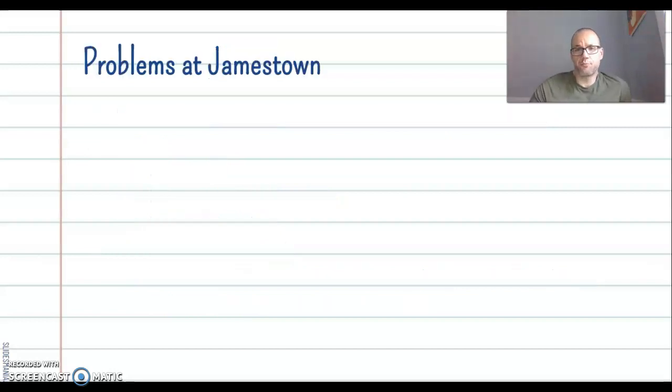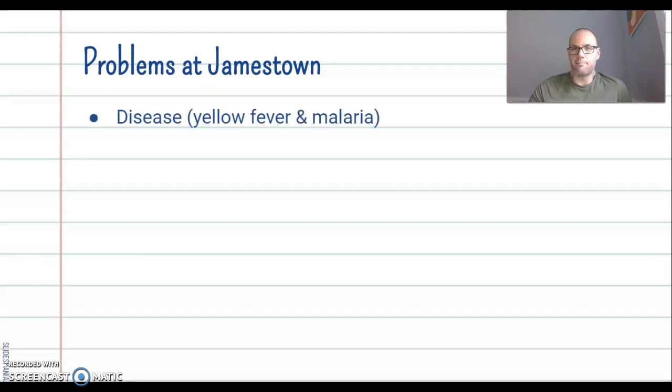So here are some problems we find right away. Disease is a big deal. It's a huge swamp, lots of mosquitoes. We have yellow fever and malaria, and again the water is terrible, so you can't drink it. It's what we call a perfect storm of just bad.